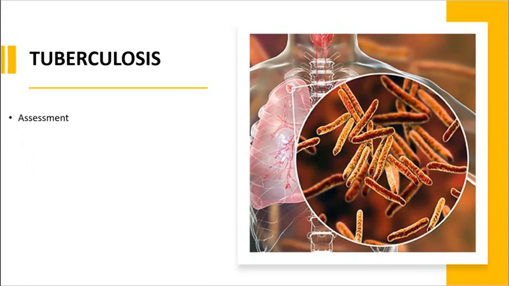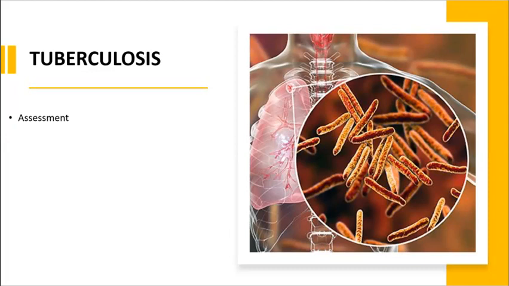So again, it's transmitted by airborne droplets, and it can result in pneumonitis in the lungs. Remember, tuberculosis may lie dormant for many years, and it could also be reactivated in periods of stress, and it may spread to other parts of the body. So what are the risk factors for tuberculosis?